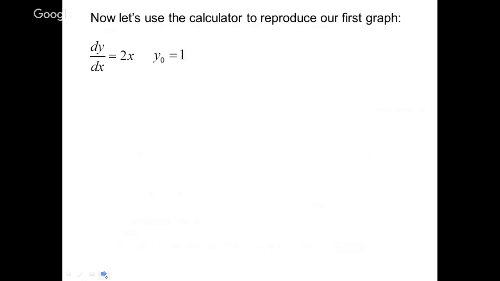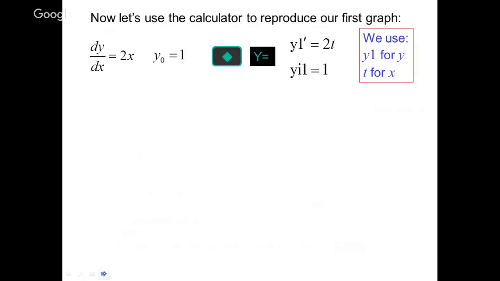Pretty cool, huh? All right, so let's go to Y equals again, and let's change our differential equation to the one that we did a minute ago. And remember, when you see x, what do you have to put instead of x? T. So this is going to be 2t. And then for y initial, you're going to put in 1. Diamond Y equals, and then we're going to change the window.